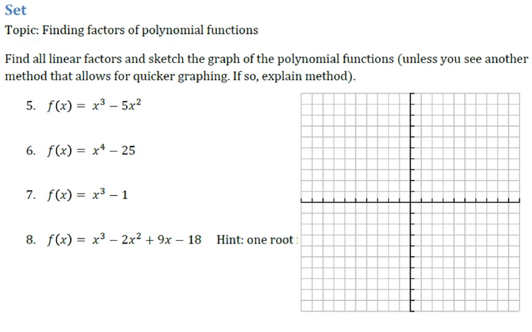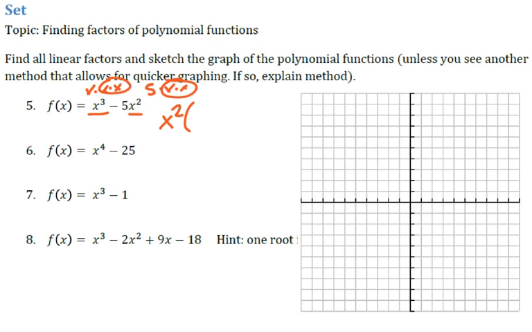Okay, so if we look at number 5, I've got 2 terms. They both have x's. So what do they share? Well, that's like x times x times x. That's like 5 times x times x. So they share 2 x's. So we can pull out an x squared.